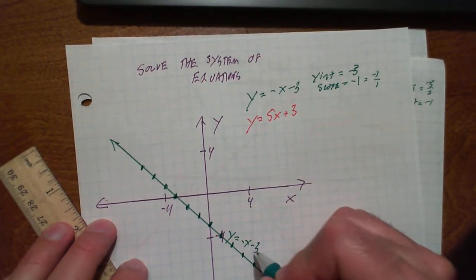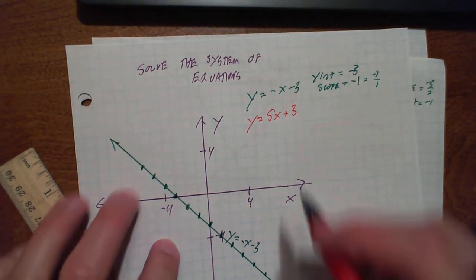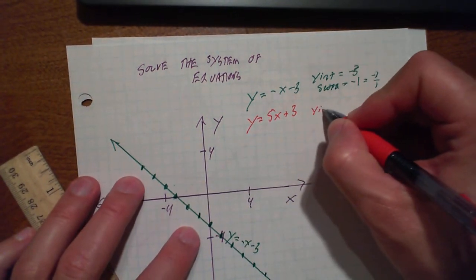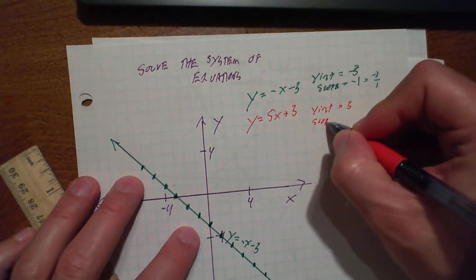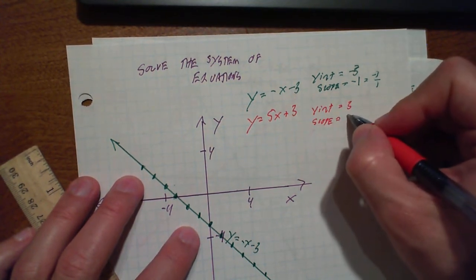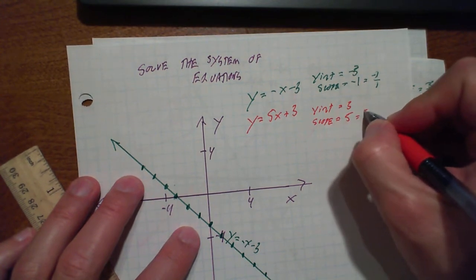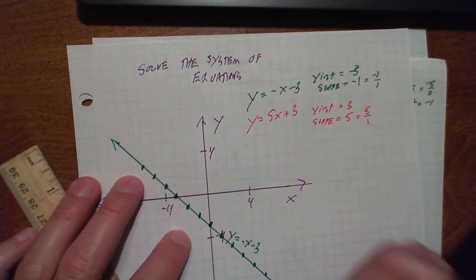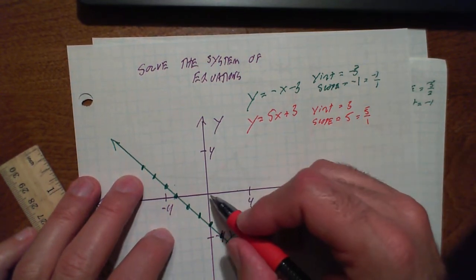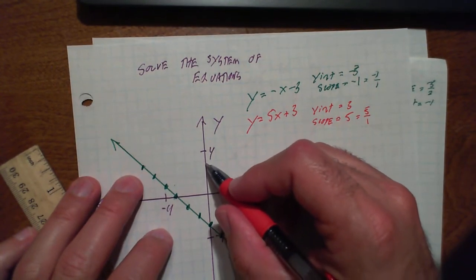Negative x minus 3. Okay, here, what is my y-intercept? Say it with me. Positive 3. What's my slope? Say it before I say it. 5 or 5 over 1, right? I rise 5, I run 1. So 3 is my y-intercept. That means I go up 1, 2, 3.